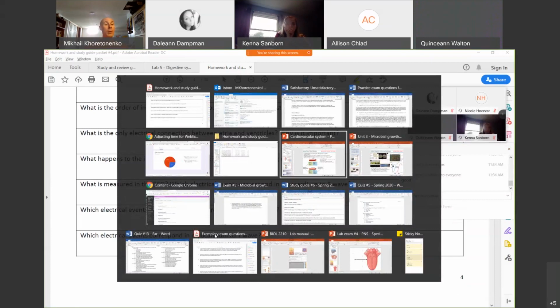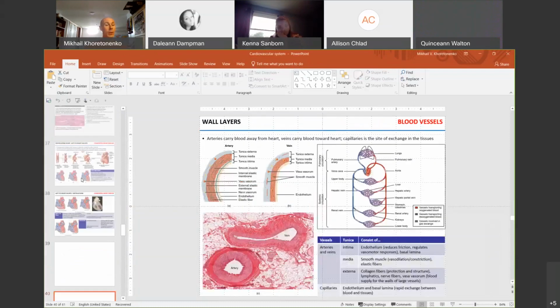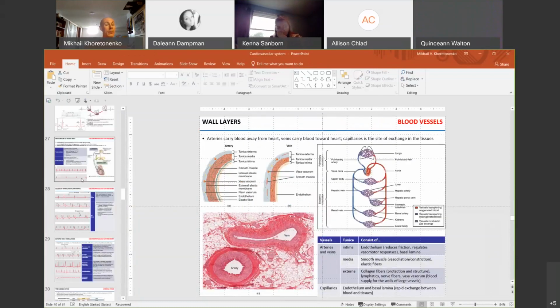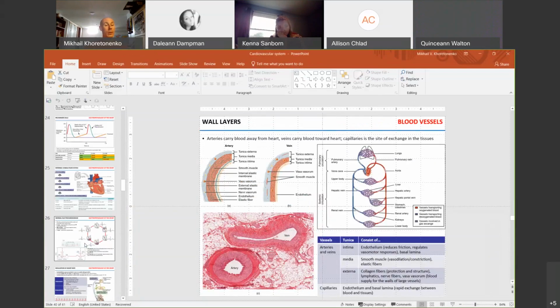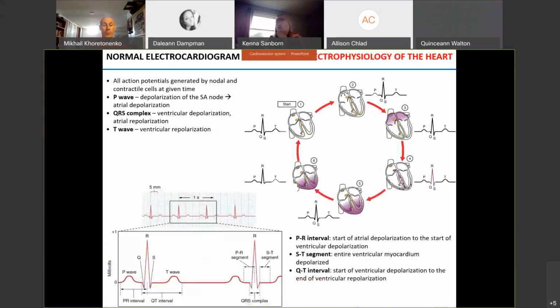So in regards to this, basically, to which extent you should know, okay, let me go here to our cardiovascular system. We can see my screen. Well, I definitely hope you can. So this is the slide that I'm talking about.